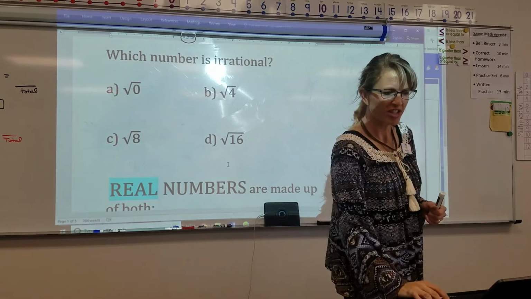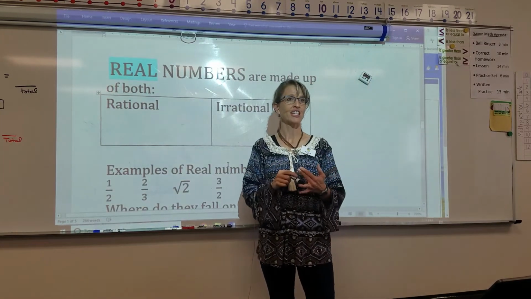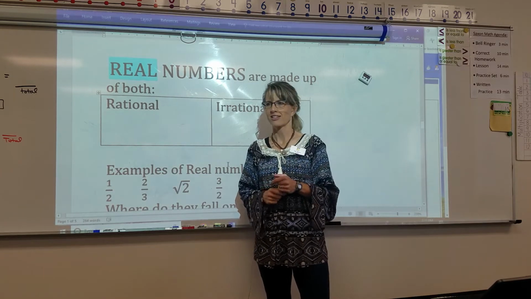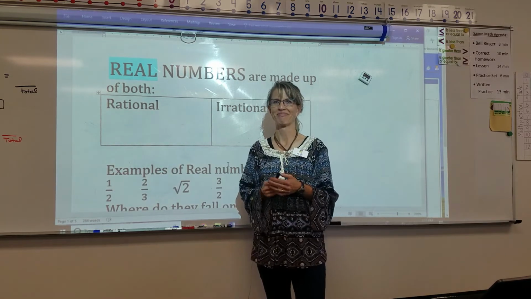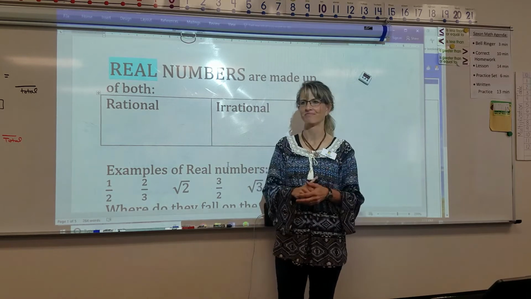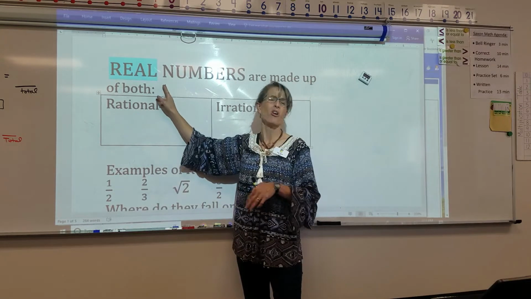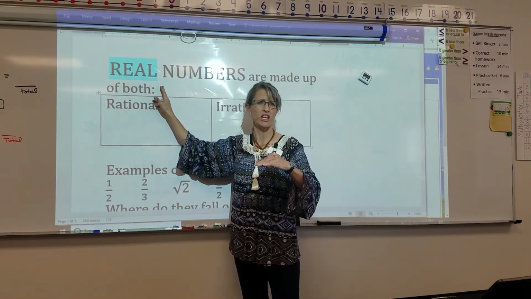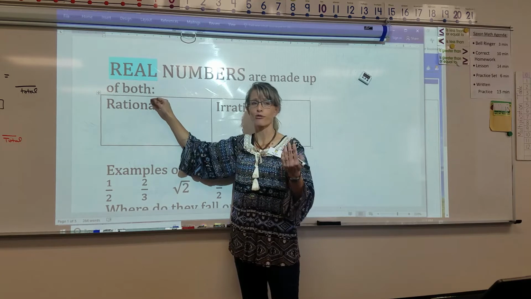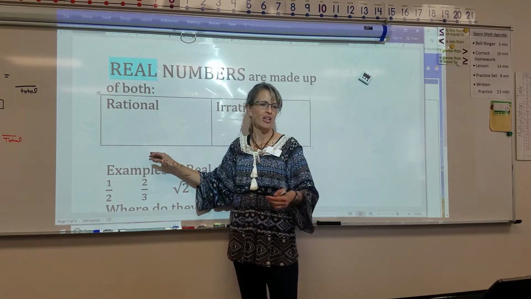Okay. All right. So let's continue on. Real numbers is what we call both the rational and the irrational numbers. I just noticed a lot of you are on your calculator. Set your calculator down. We don't need them for a second. Rational and irrational numbers make up all of the real numbers. So all of the numbers you've ever learned about up to this point in math, they're all real. So your fractions, your decimals, your non-repeating, your repeating.